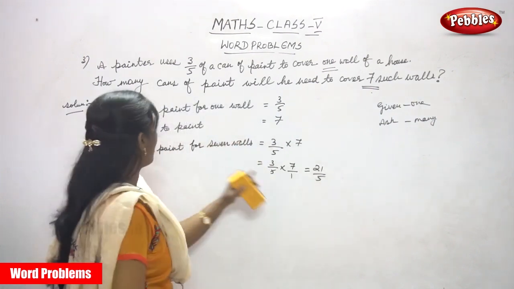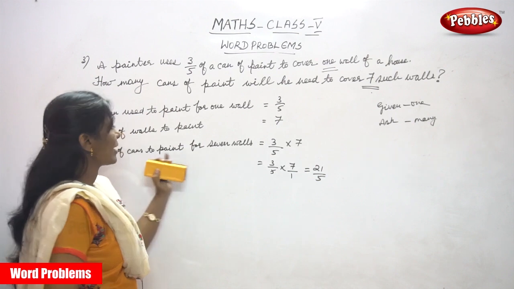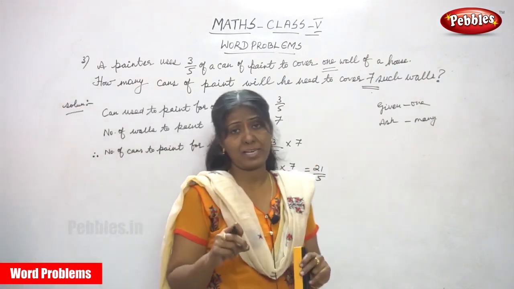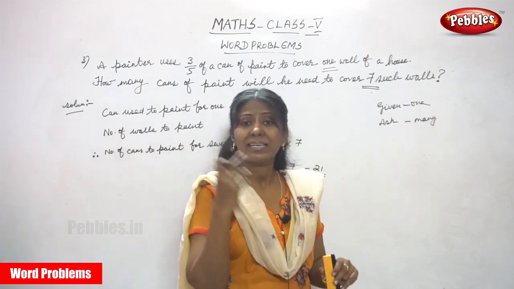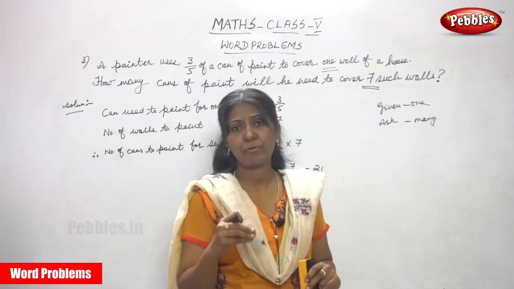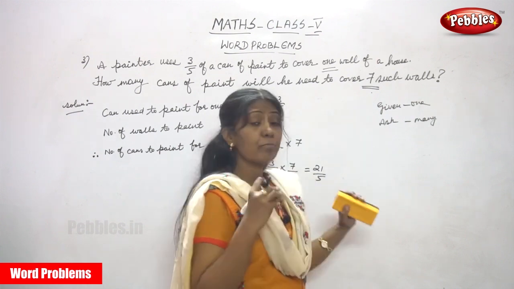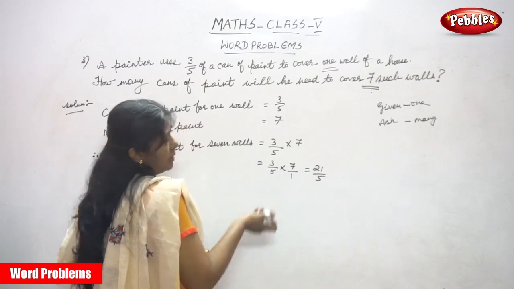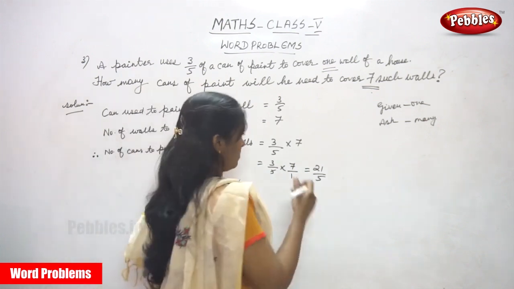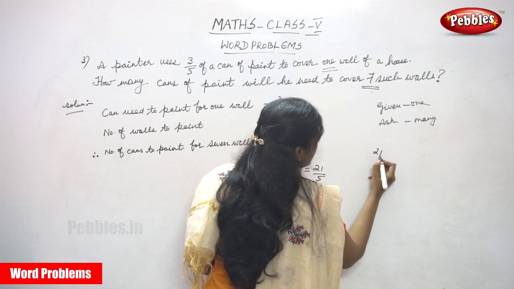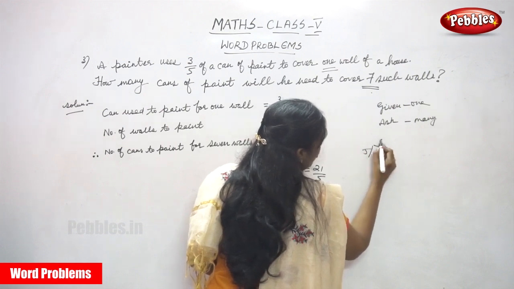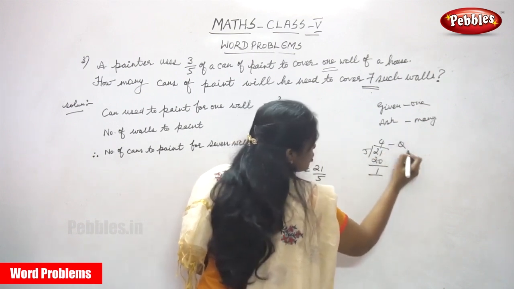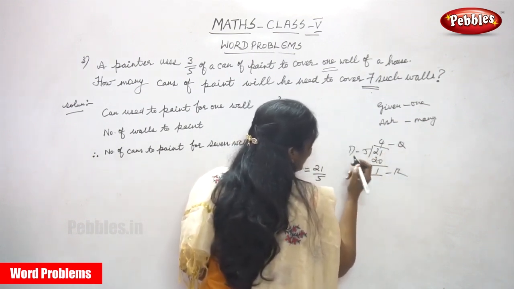Number of cans to paint for 7 walls is 21 by 5. 21 by 5 fraction cans they need to paint for 7 walls. But this is an improper fraction. So most probably we need the answer in a mixed fraction. So 21 by 5. If you divide by 5, it is 4, and 20. Remaining is 1. This is the quotient, this is the remainder and this is the divisor.